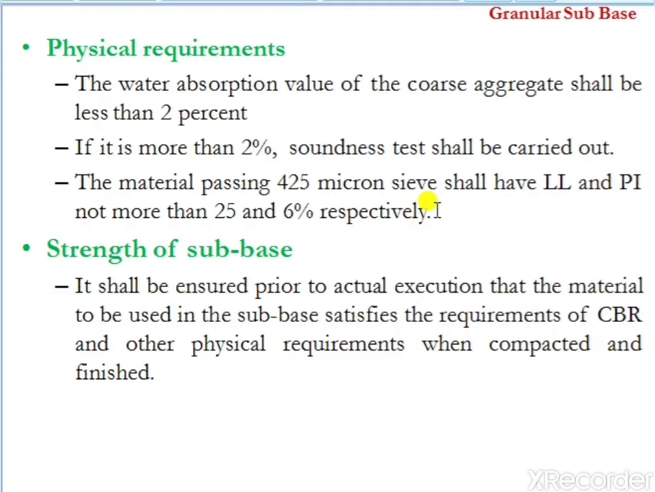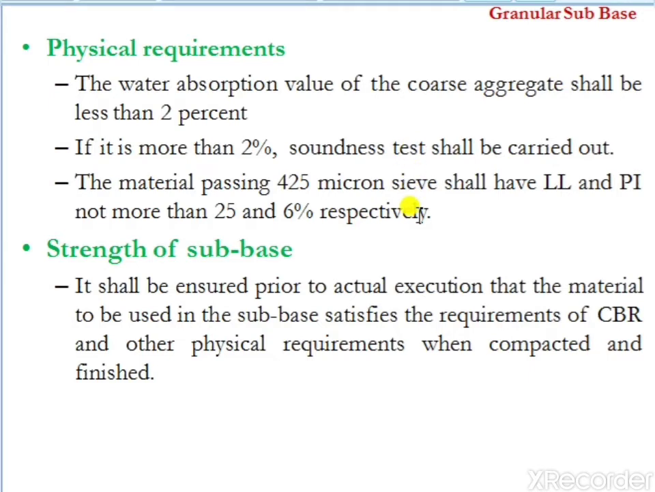And by knowing the weight of aggregates in wet condition and in dry condition, we can determine the water absorption capacity of a coarse aggregate. And the water absorption of a coarse aggregate should not be more than 2%. So the maximum is 2%, or it should be less than 2%. If it is less than 2%, then it is well and good, but it should not be more than 2%. Then what is the second physical requirement?